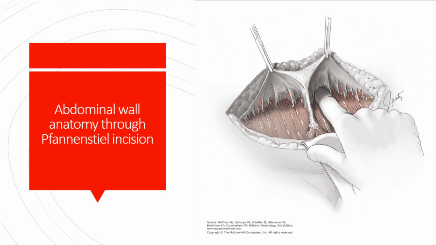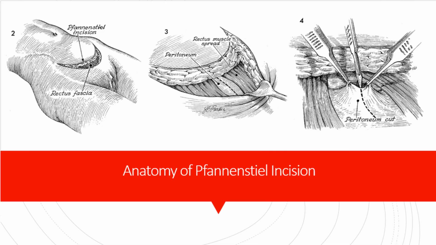The Pfannenstiel incision is a transverse lower abdominal incision commonly used for cesarean sections and other pelvic surgeries. The incision is about 2 finger breadths above the pubic symphysis, extending laterally towards the anterior superior iliac spine. This layer contains the superficial epigastric vessels, which may require ligation if the incision is wide.